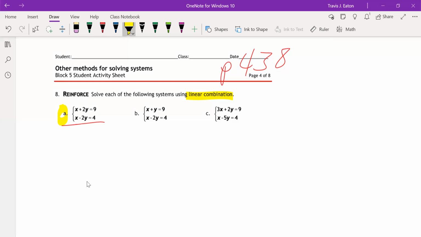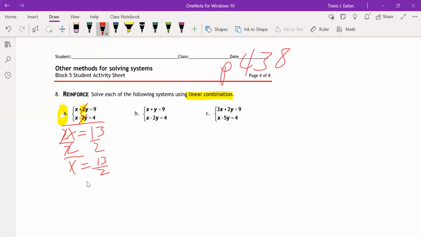Because positive 2y and negative 2y, they're just going to cancel each other out right away. Beautiful. So they're gone. And then we combine our x's and we get 2x equals 9 added to 4 is 13. Okay, well, now we divide both sides by 2. And 2 divided by 2 gives us just x. So 13 halves, and I'm going to leave it just like that. X equals 13 halves. There's nothing wrong with that fraction. Improper fractions are a beautiful thing.